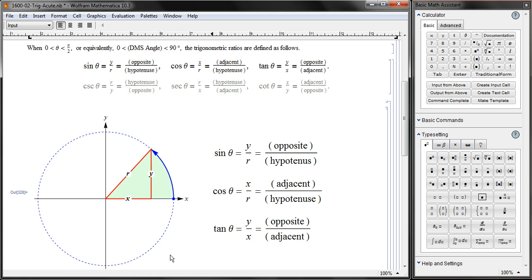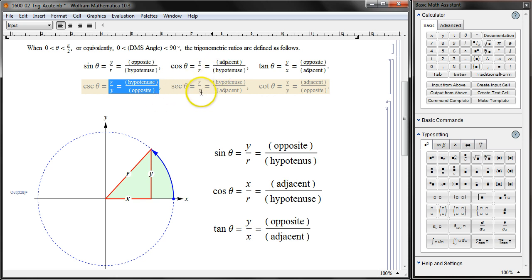Now, how about the other three trigonometric ratios? As I de-emphasize in gray, they are far less important for our purpose. Why? Cosecant is nothing more than the reciprocal of sine. Sine is opposite over hypotenuse. Now if I flip it over, then we have hypotenuse over opposite. That's cosecant.